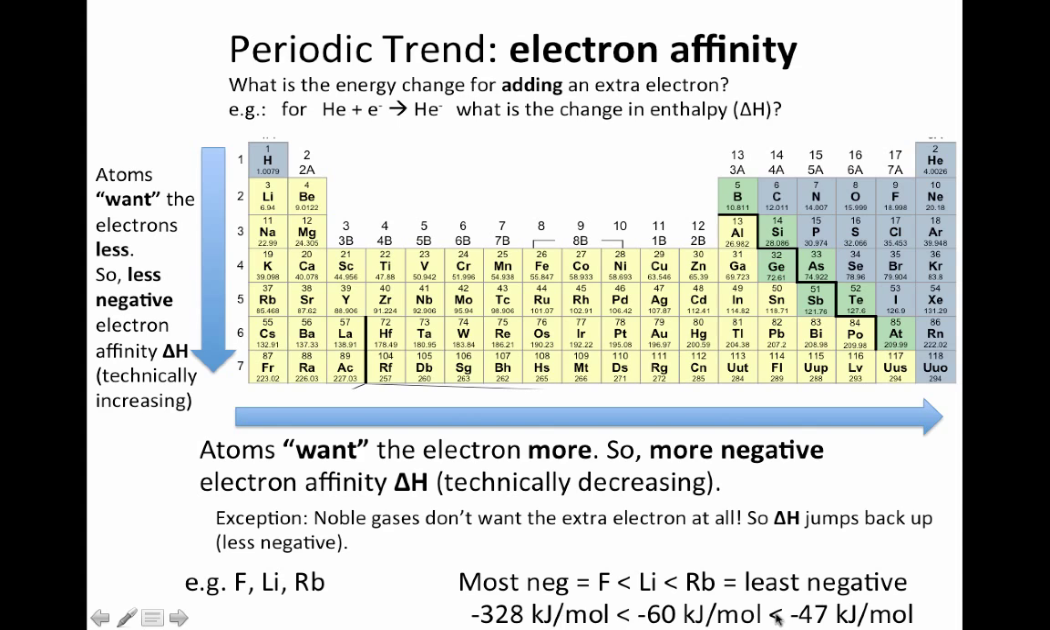But if you think about the math, negative 328 is a lower number than negative 60, which is a lower number than negative 47. So that can be confusing. Most negative is fluorine, and a more negative number is technically a lower number. To sum up this trend, the upper right-hand corner is going to be the most negative, except that should actually be on fluorine, not helium. Fluorine wants the electron the most, and francium wants that extra electron the least.